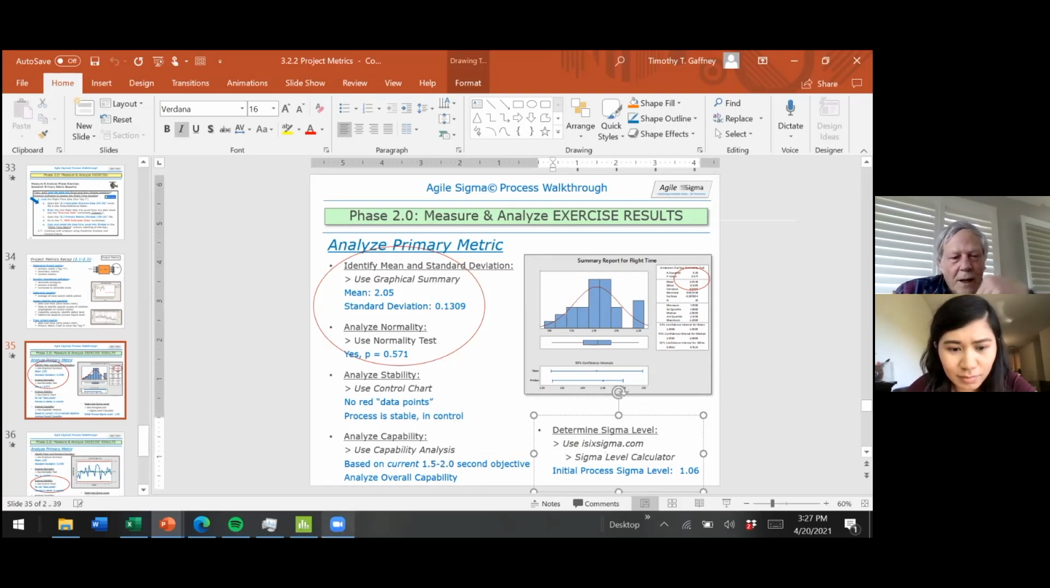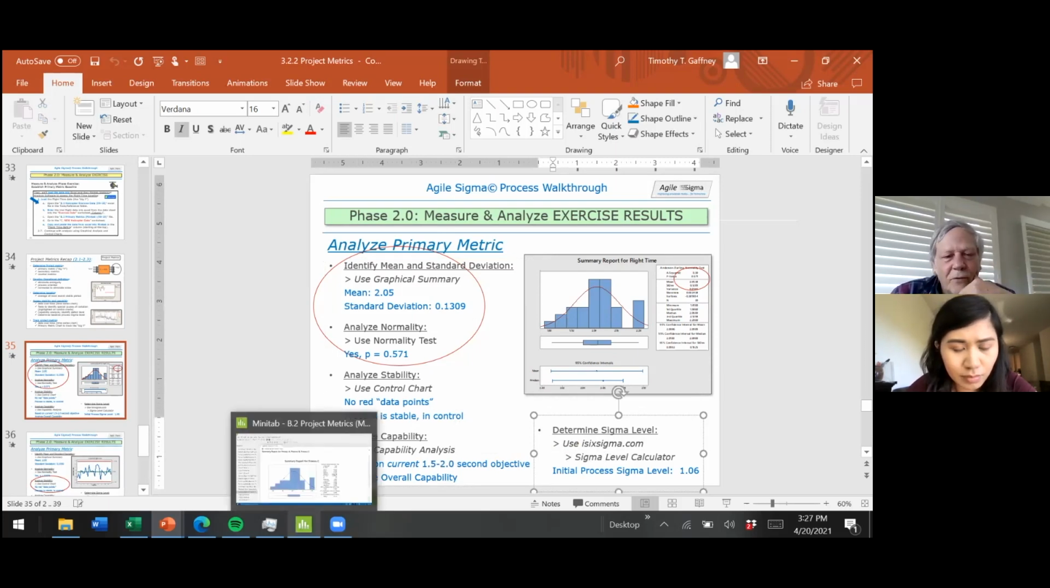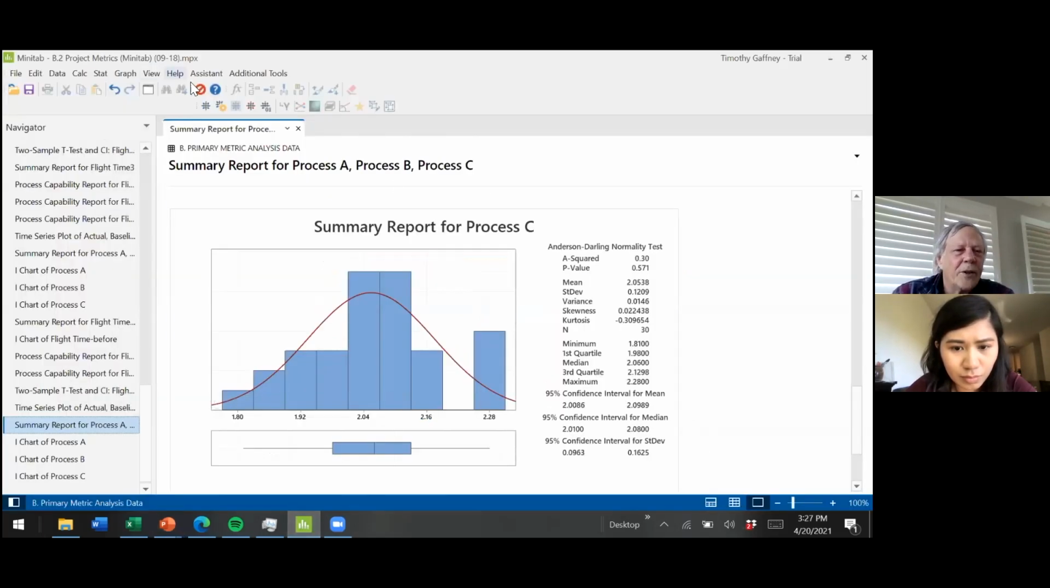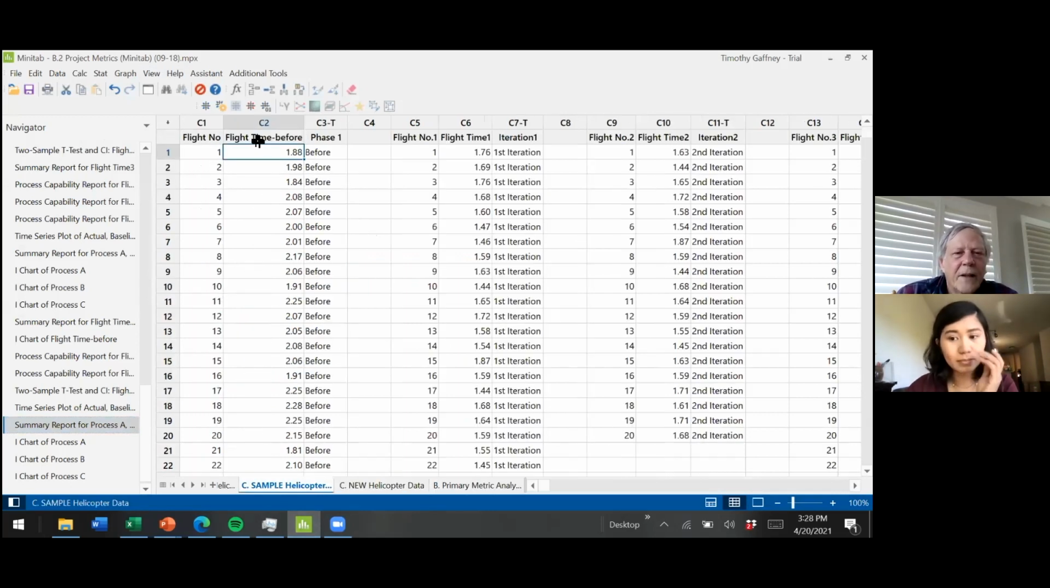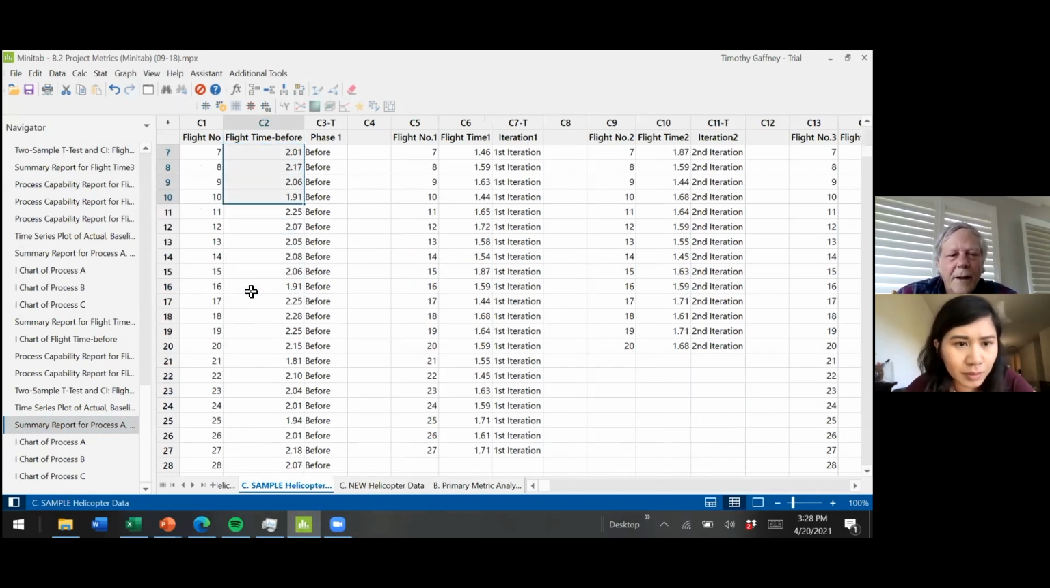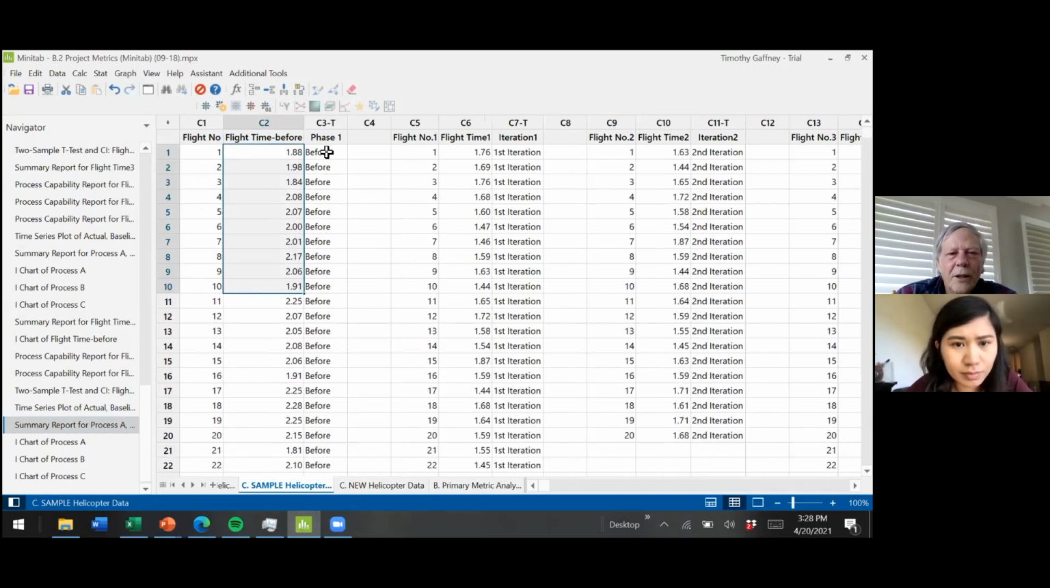Okay, so I think we didn't do this in fundamentals, so we'll show you how this works. If we go to the data view only, and we go to the sample helicopter data, the before flight time data is here, okay? And there's 30 trials. It's all loaded and labeled as before.